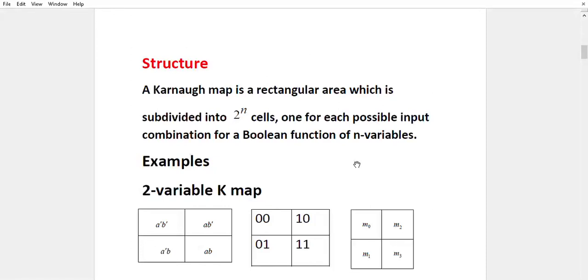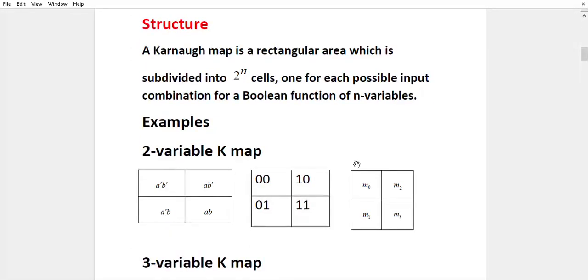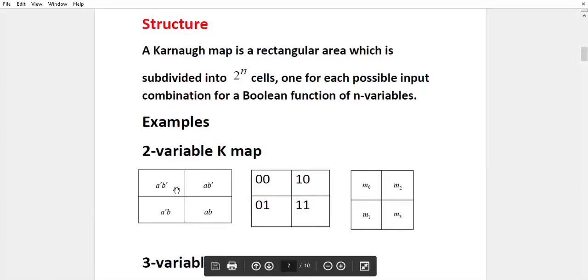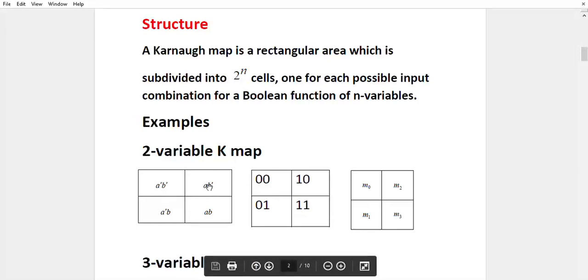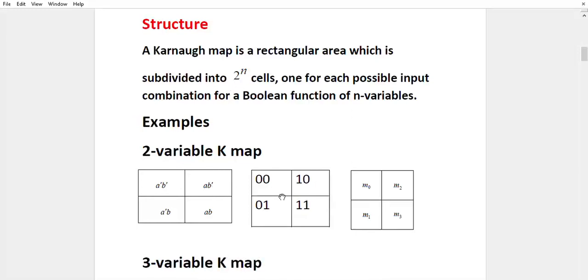Suppose you take 2 variables, the possible input combinations are a dash b dash, a b dash, a dash b, a b. So you have to give all the possible placements of these 4 expressions in the table, so I chose the table with the 4 subdivided squares. That is 2 power 2 is 4. And I look at the placement.